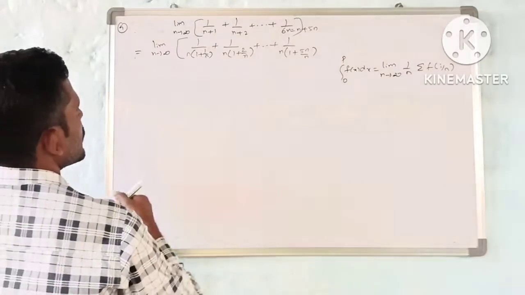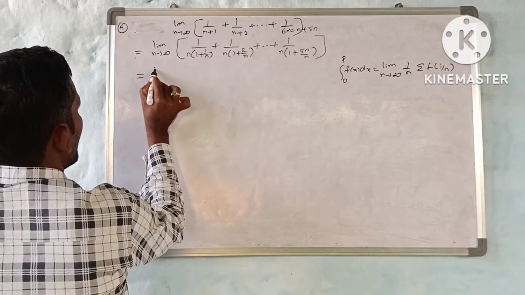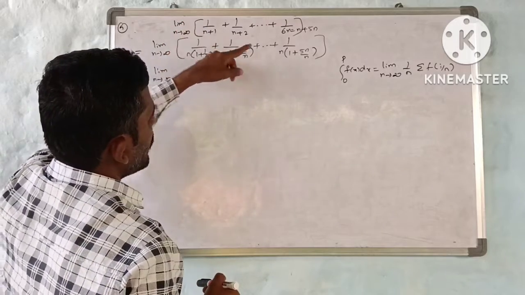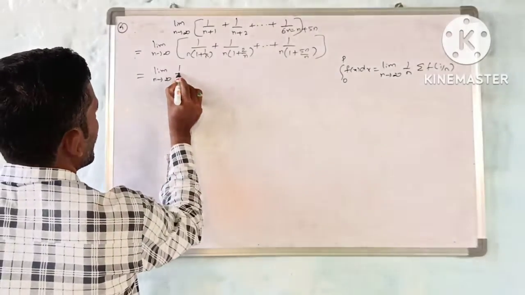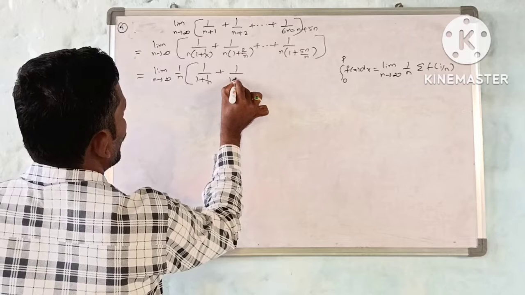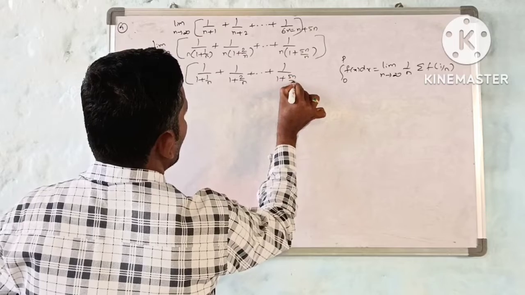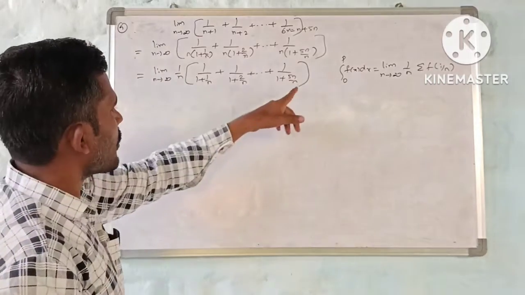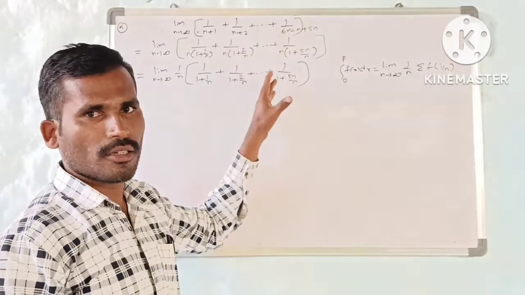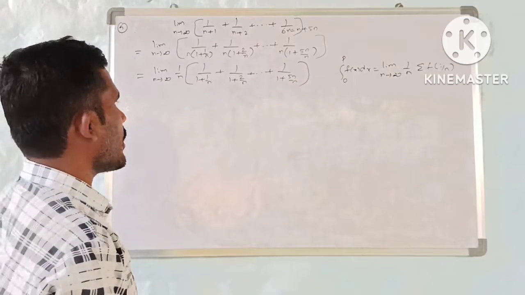Okay. So I am writing this because we want 1 by n common. So limit n tends to infinity: in the first term we have 1 by n, in every term we have 1 by n. So taking common, the remaining is 1 by 1 plus 1 by n, plus 1 by 1 plus 2 by n, plus so on, plus 1 by 1 plus 5n by n. I am not cancelling the n to get 5, because we want to know how many terms we have, n terms or 2n terms or 3n terms or 5n terms. That's why I am not cancelling this one.